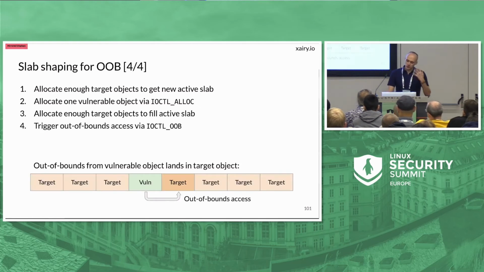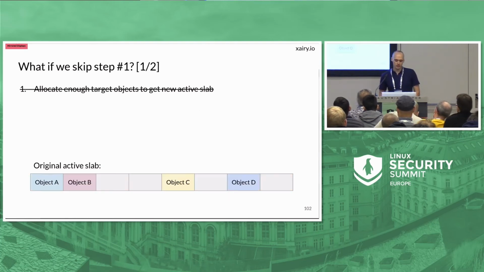So let's discuss what is going to happen if we skip some of the steps. First, what's going to happen if we skip this step 1 when we allocate target objects to plug the holes and get a new fresh active slab.